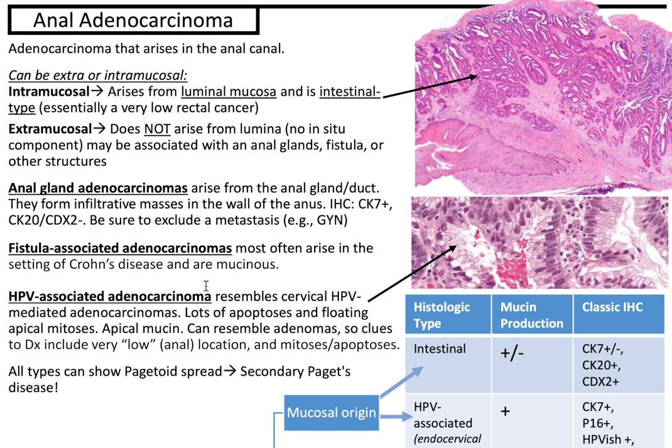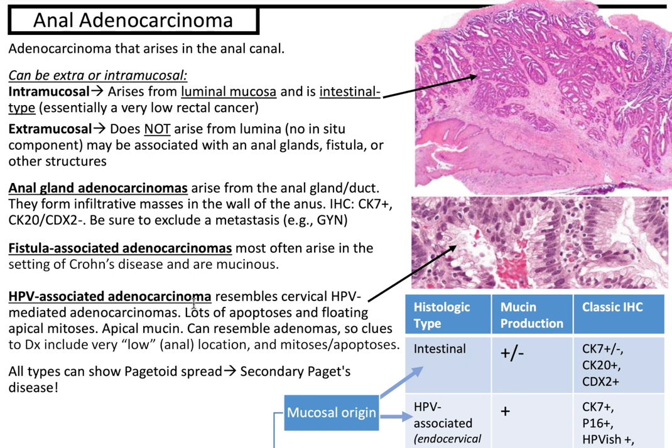Anal gland adenocarcinomas arise from the anal gland/duct. They form infiltrative masses in the wall of the anus. On IHC, CK7 will be positive, CK20/CDX2 will be negative. Be sure to exclude a metastasis, for instance, from gyne origin. Fistula-associated adenocarcinomas most often arise in the setting of Crohn's disease and are mucinous.